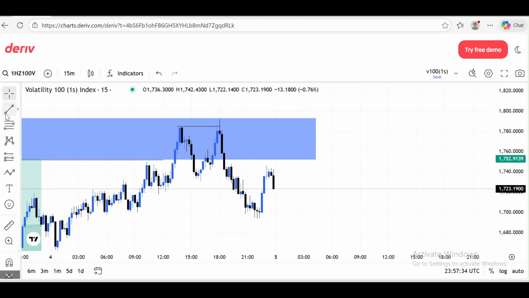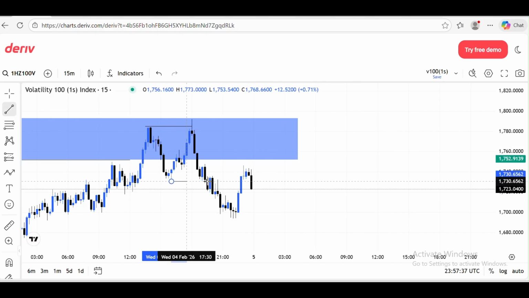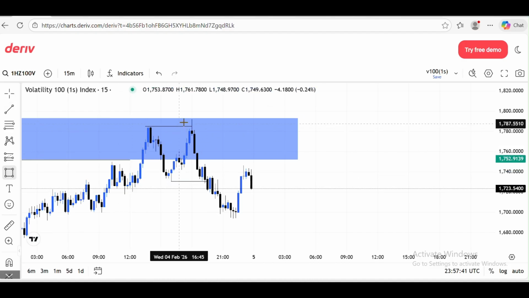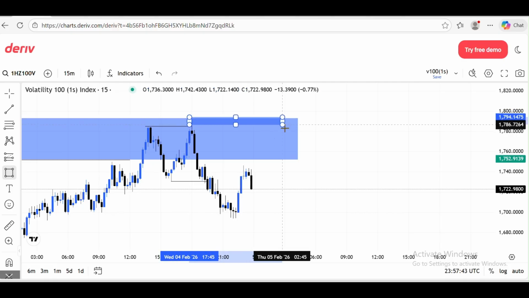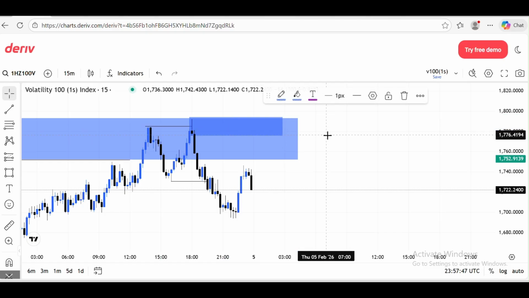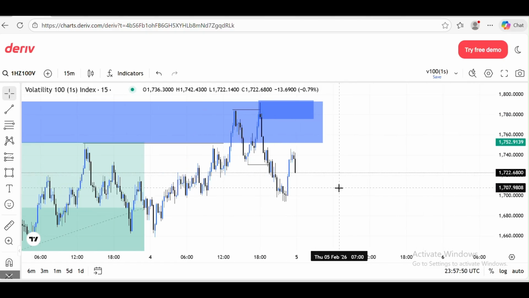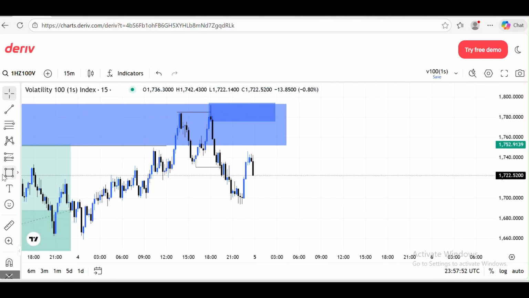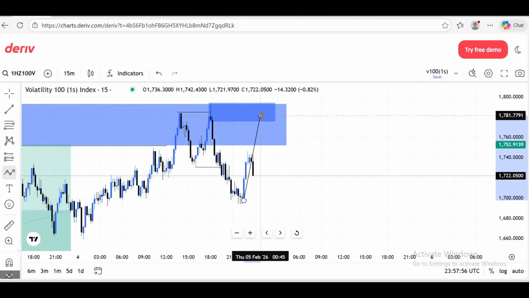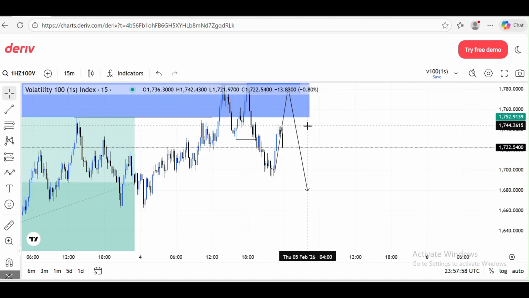And then we saw what else? We saw a breakout structure to the downside. This is the candle that caused the breakout structure. This candle right here caused that breakout structure. So now we are looking for shorts here. We are looking for something like this: price to come in, tap in, and then sell.